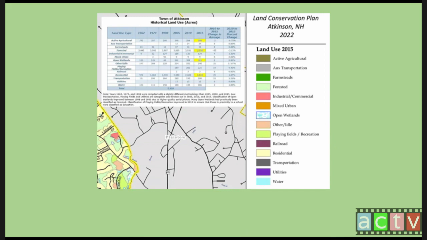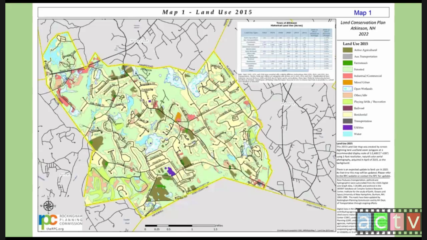The leading land use in 2015 was forested land at 2,936 acres, followed close behind by residential use with 2,633 acres, with open wetlands at 381 acres and active agriculture at 266 acres as a distant third and fourth. And then the other land uses are also smaller than that.